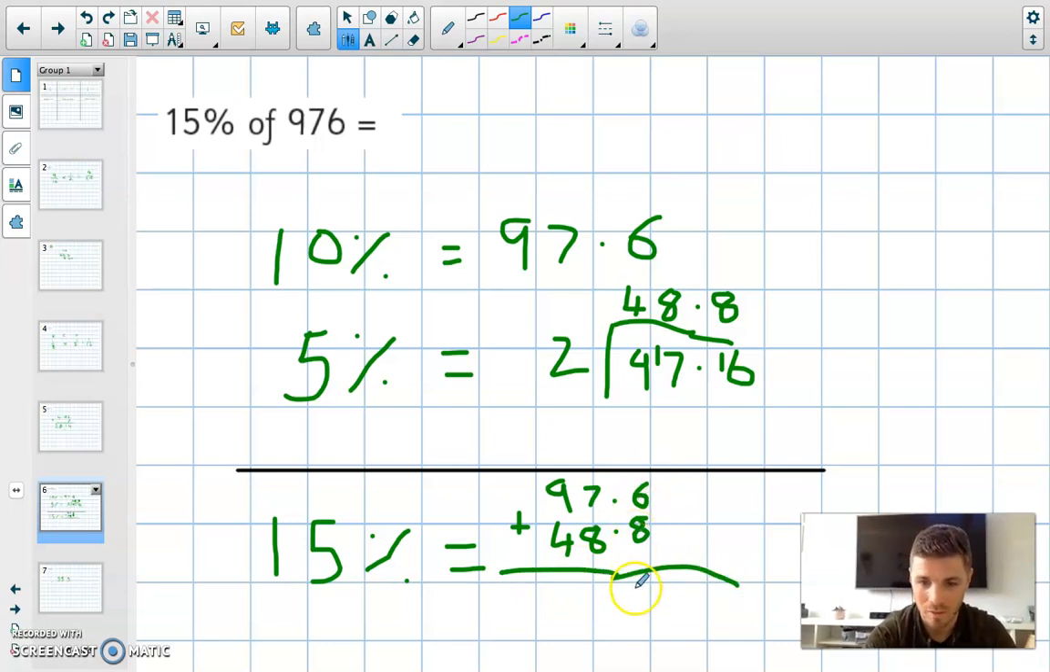So 6 plus 8 we know is 14. Carry the dot down. 7 plus 8 is 15, plus the 1 is 16. Carry the 1. And then 9 plus 4 is 13. Carry the 1 up. It's 4. So your answer would be 146.4.